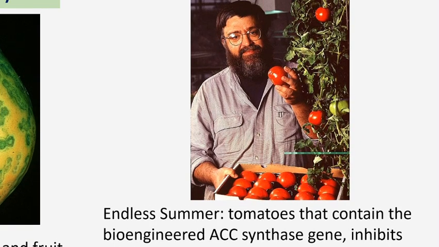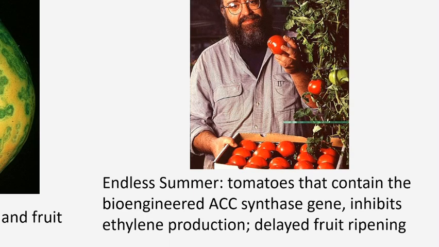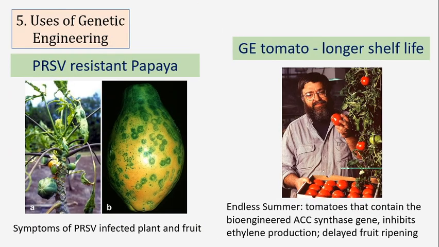this tomato contains a bioengineered SSC synthase gene, whose gene product ultimately inhibits ethylene production inside the tomato. So we know that ethylene is a growth hormone that enhances the ripening of fruit. So if there is less ethylene production, the fruit will ripen very slowly, so that it can be preserved on the shelf or in store for a long period of time without any kind of preservation method. So that is why this genetically engineered tomato has a greater advantage, having longer shelf life.